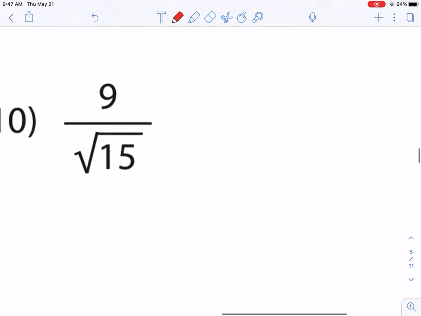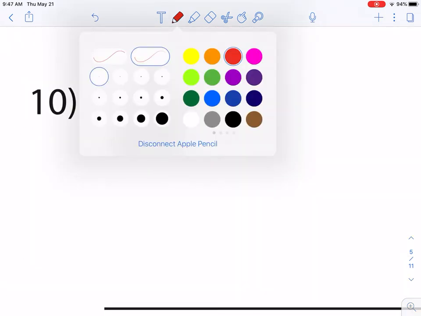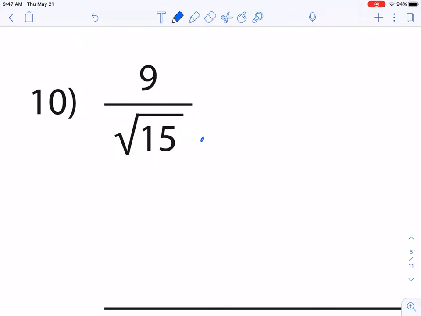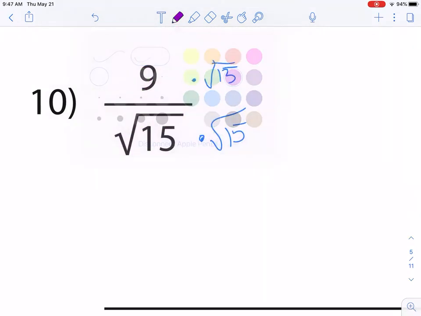Okay, this will be the last one. Same idea. We take square root 15 and we're going to multiply it to the top and bottom. So again, we're not really changing the value, we're just changing how it's written. The same way that if you have one $20 bill or 4 $5 bills, the value is still 20, but they're 2 different versions.